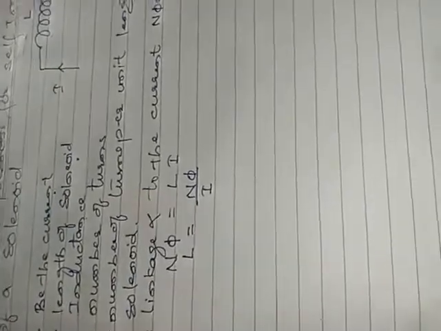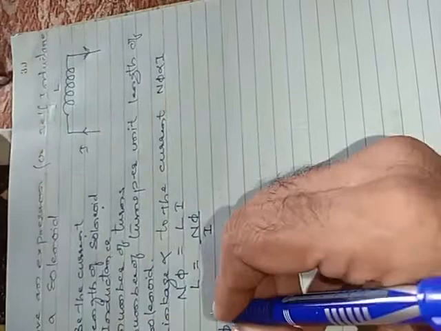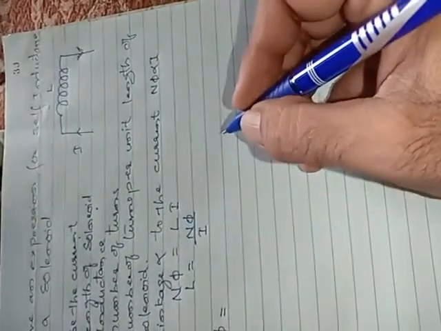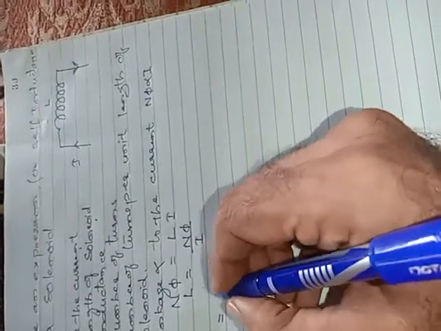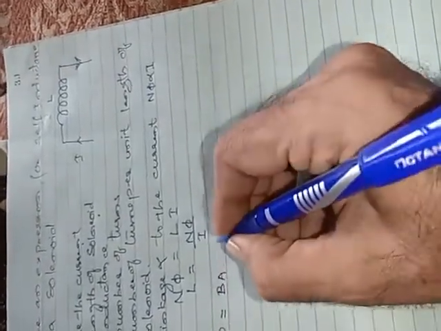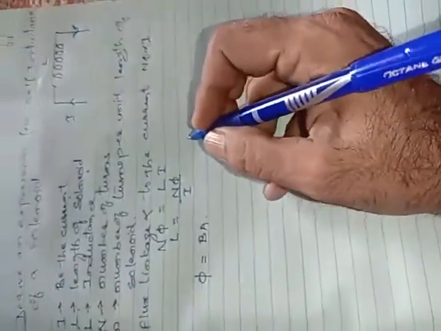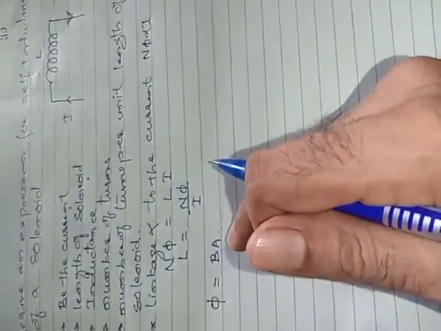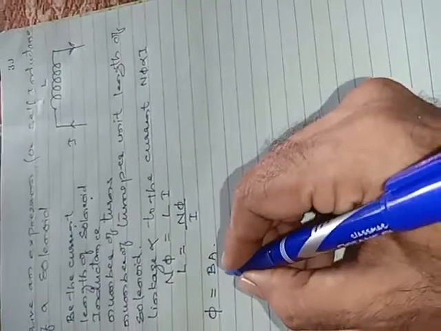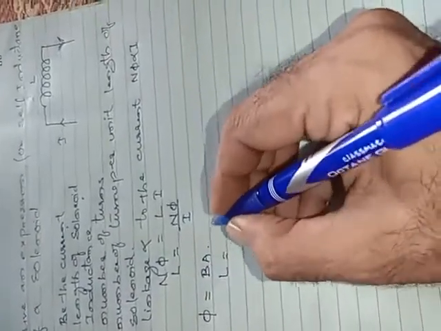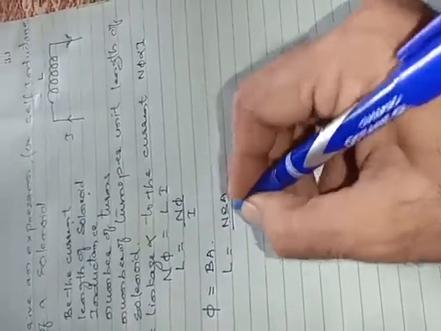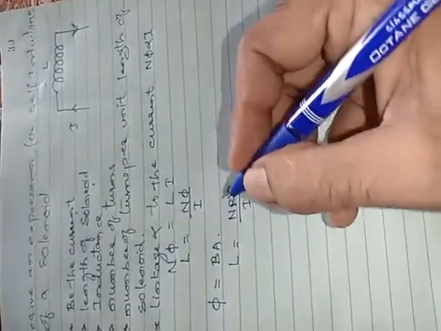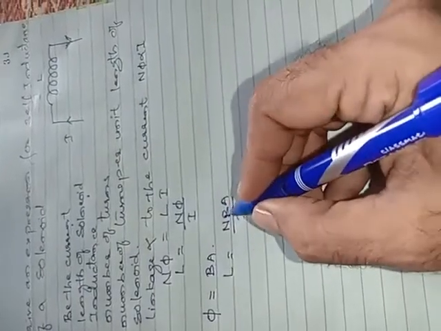Now phi, what is phi? Already we know phi is the magnetic flux linked with the solenoid. Flux is given by B into A. What is B? B is the magnetic field. What is A? Area. So we know phi is equal to B into A. So the above equation will become L is equal to N B A divided by I.